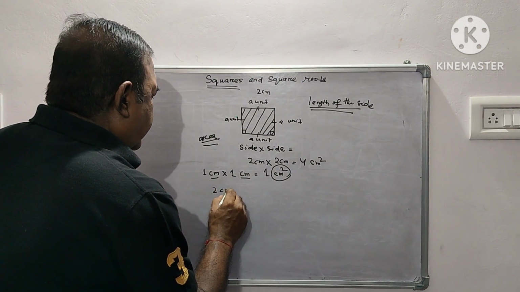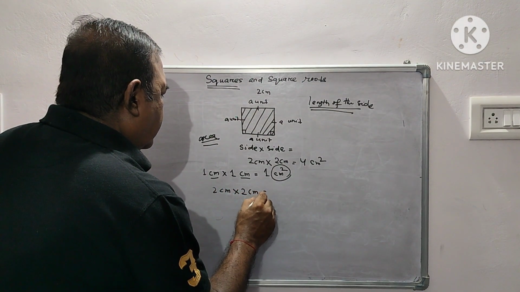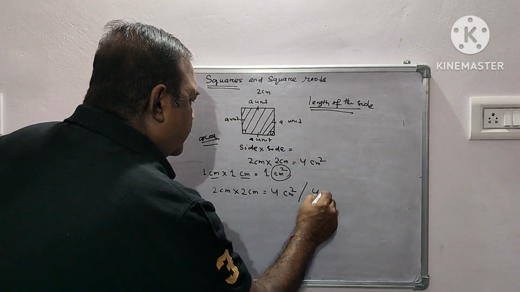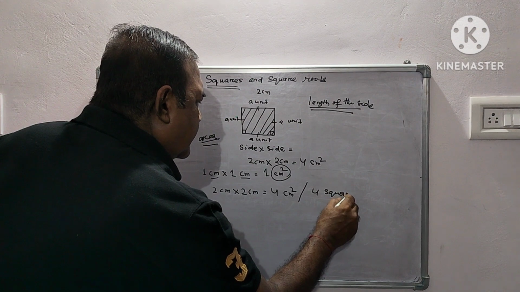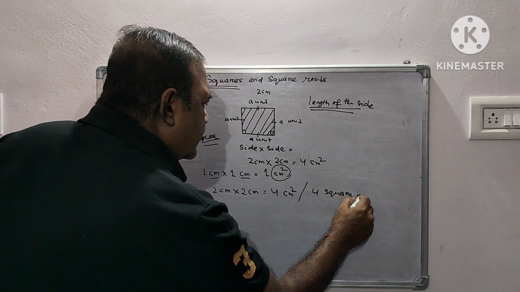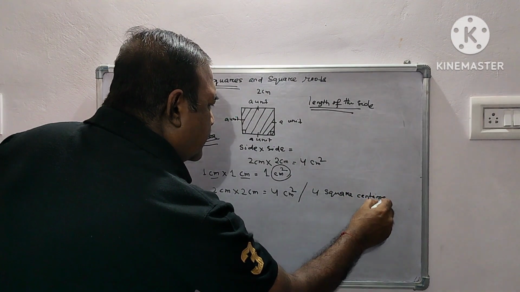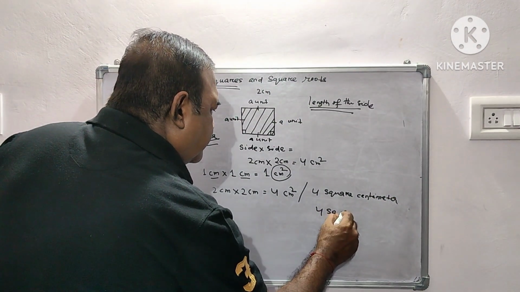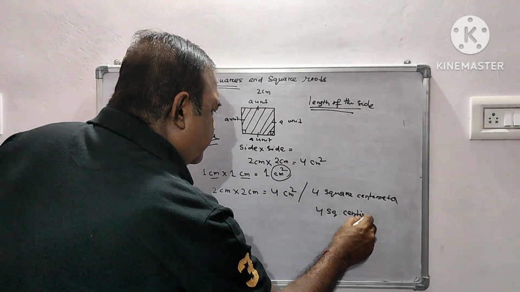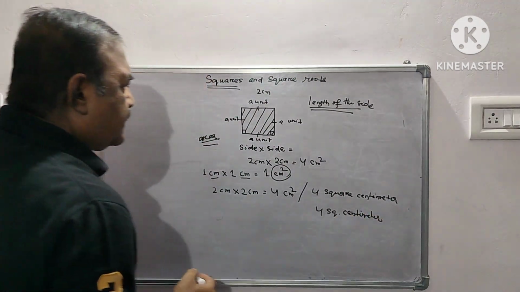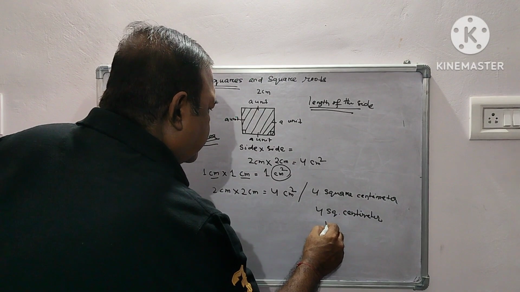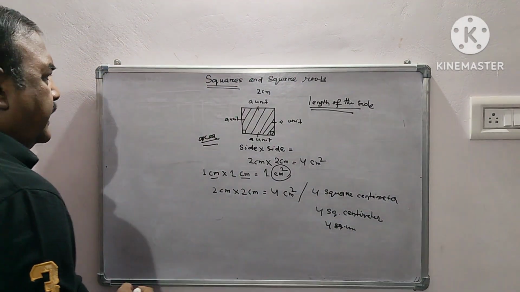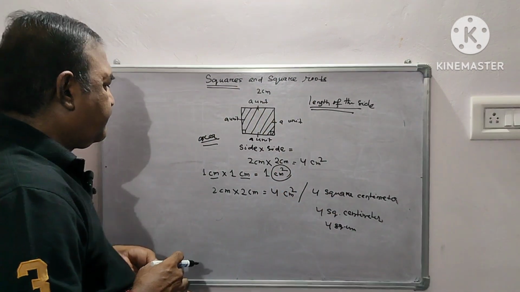So 2 centimeter into 2 centimeter is equal to 4 square centimeter, or you may write it like this, 4 square centimeter, or 4 sq. centimeter, or square cm. Like this you can write.